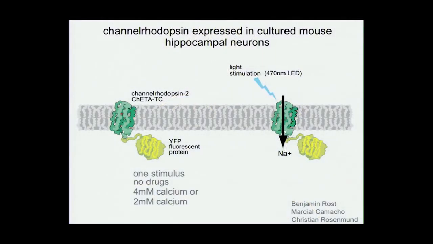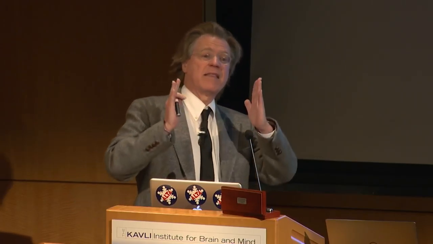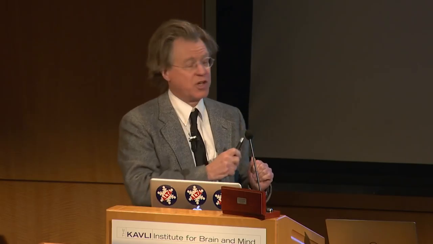And the way we're doing that is with channel rhodopsin. So channel rhodopsin is a light-activated ion channel. So when you stimulate it with 470 nanometer light, you can then open that channel, and sodium will flow into that neuron and then cause an action potential. So we now have a way to stimulate an action potential in a neuron that's deep inside this high-pressure chamber.